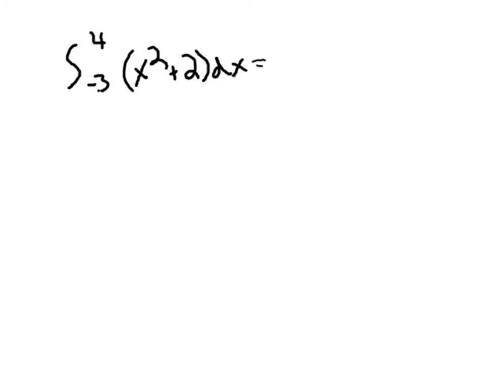It works with polynomials as well. I'll give you a moment to find the antiderivative and apply the fundamental theorem of calculus to the definite integral from -3 to 4 of x squared plus 2x.